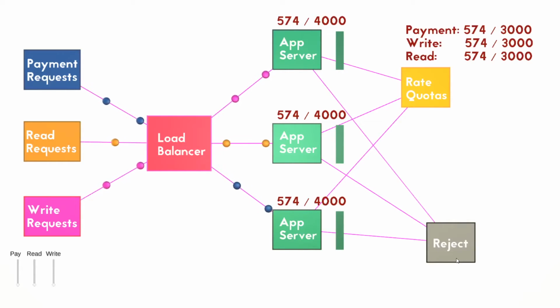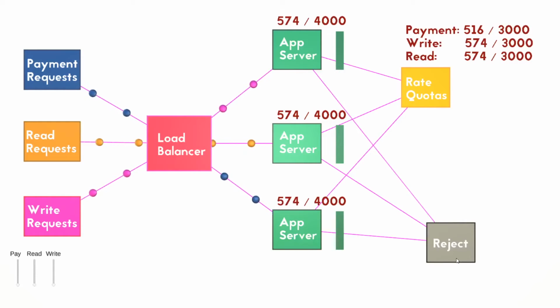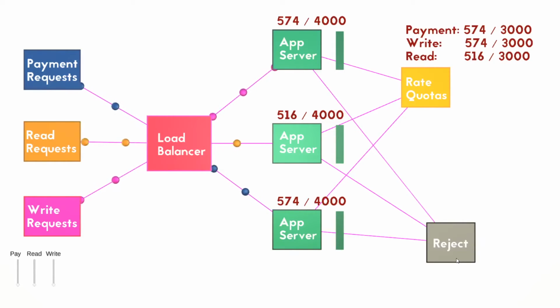And whenever a request is going to hit an app server, it will first consult its own local rate limiter, which will check for the max limit and see whether it has reached the max limit or not. If it satisfies, then it will consult the centralized rate quota service and ask whether the requests for this request type have hit their max limit or not. If rate quotas confirms and allows, then and only then will the app server process that request. In other cases, the app server is going to reject that request.